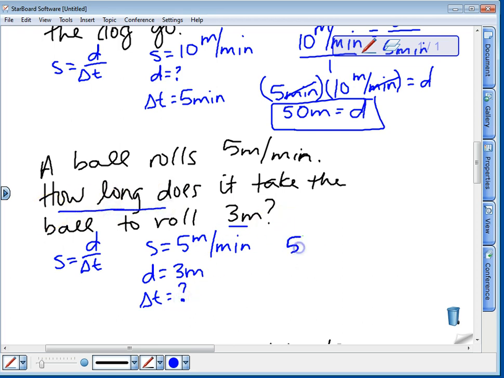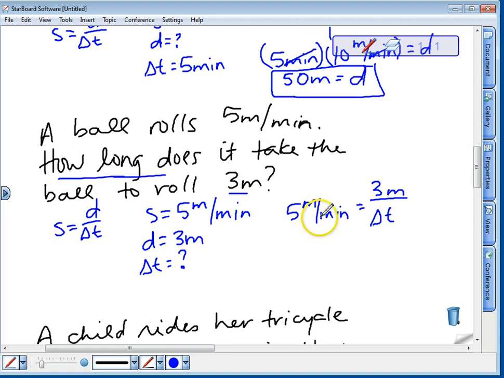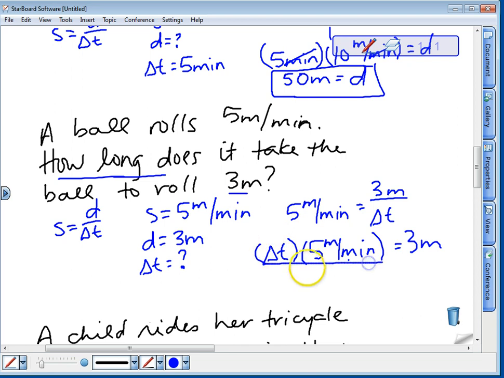So I can plug in 5 meters per minute equals 3 meters over change in time. I don't know that. I can cross multiply or solve by algebra, and I'll get change in time times 5 meters per minute equals 3 meters. I need to get change in time by itself, so I'm going to divide by 5 meters per minute on both sides.